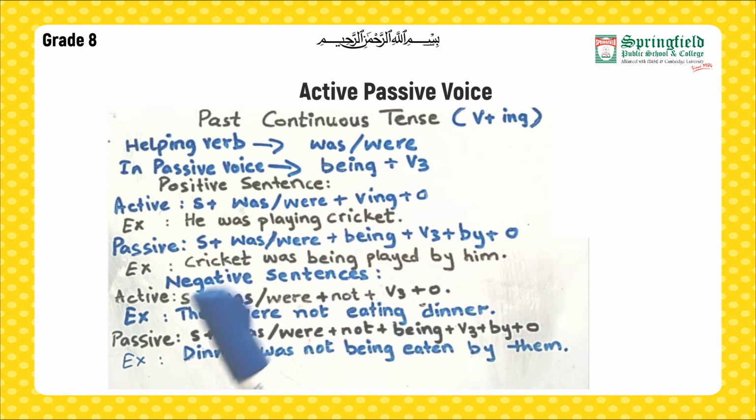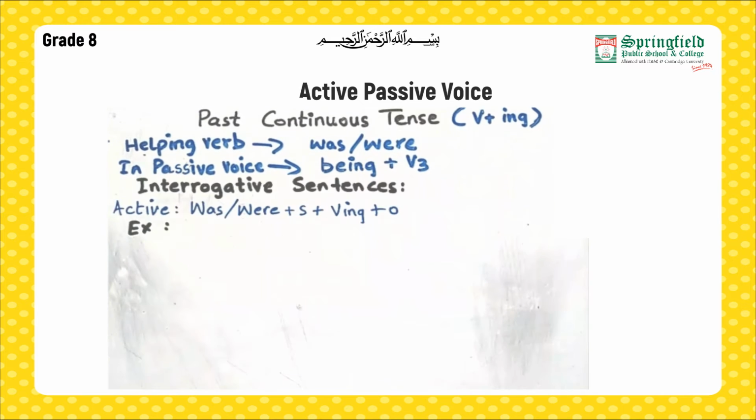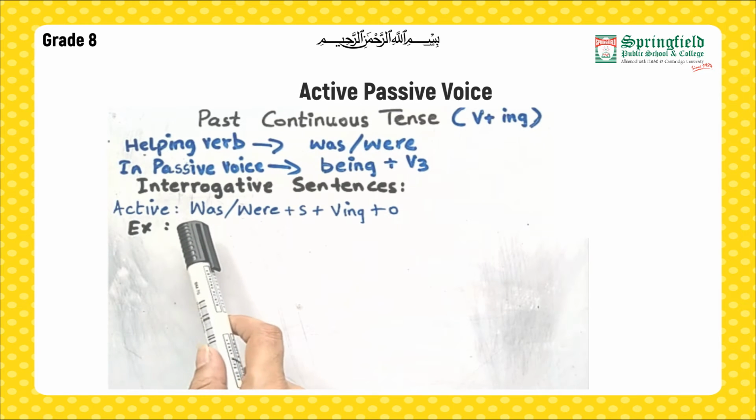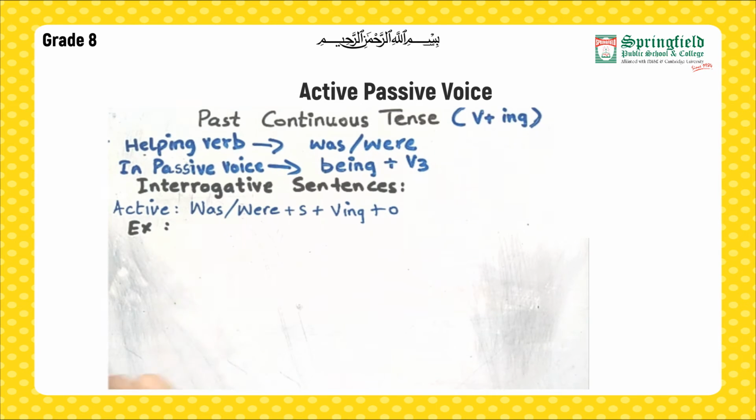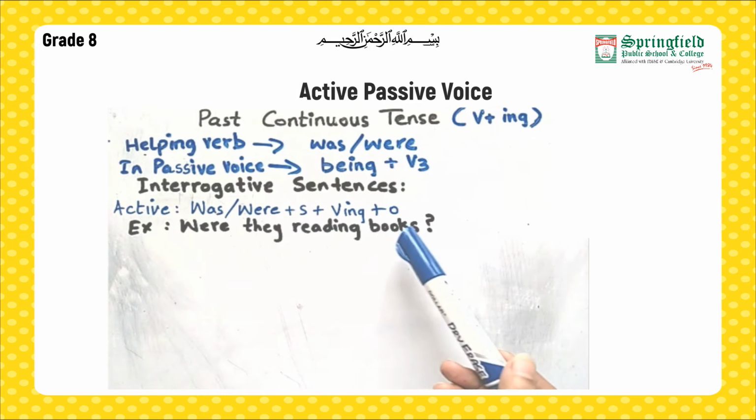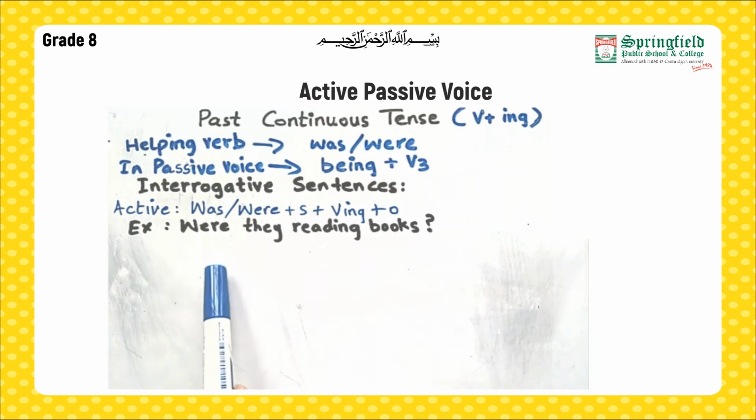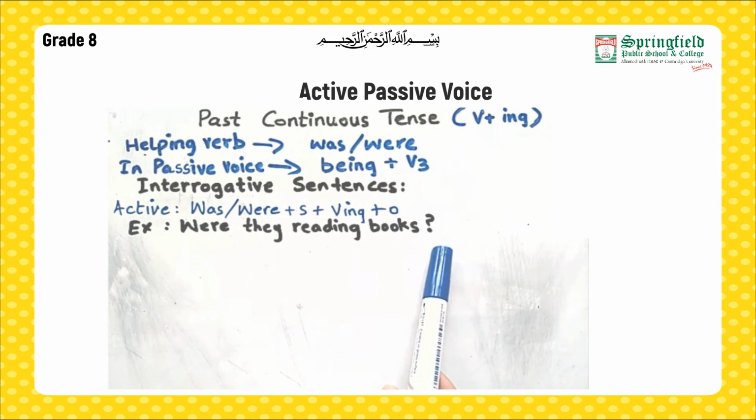Now let's move towards the interrogative sentences. In interrogative sentences, the active sentence formula would be was/were plus subject plus verb ing plus object. Let's have an example. Look at the sentence: Were they reading books? Question mark. This is how the active sentence would be.